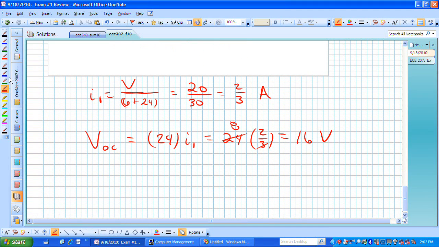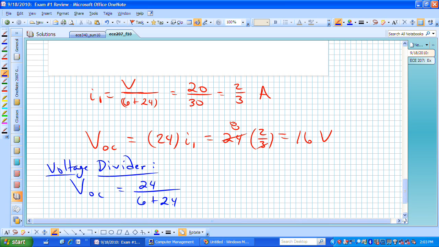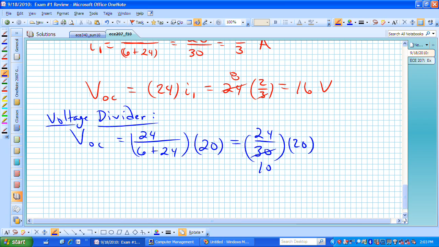We could have done a voltage divider. We don't have to, but we could, to check our work if you have extra time. If you do a voltage divider approach to finding your V open circuit, that's going to be the resistance that you're interested in, which is 24, over the sum of all the resistances in series, all times the total voltage dropped across all of the series resistors, which in this case is 20 volts. We now have 24 over 30 times 20. Let's just say that's 10 and this is 8, and there's 2, so we now have 16 volts for our open circuit voltage.